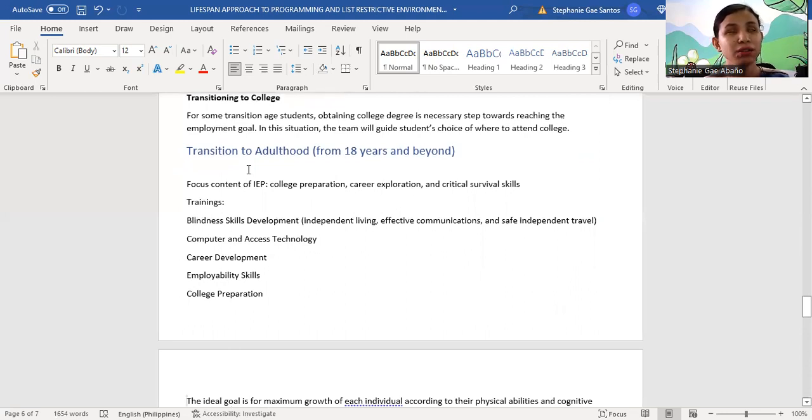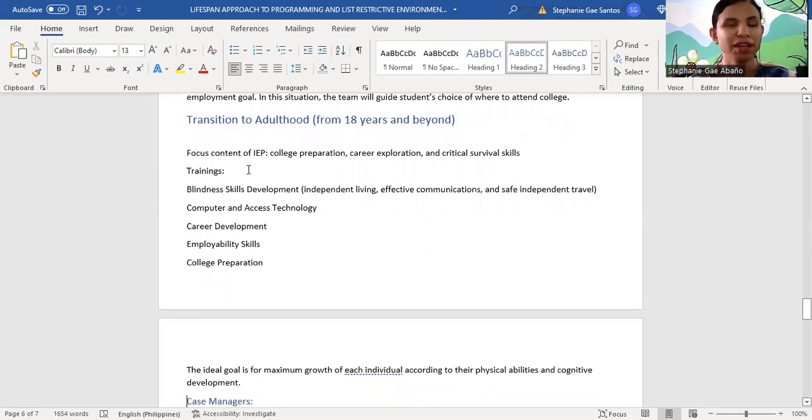The ideal goal is maximum growth of each individual according to their physical abilities and cognitive development. So the focus is not only on cognitive development, but also on physical abilities. It is community-based, employability-based, and cognitive-based in terms of whether the child is qualified or recommended for a college degree or college education. It is more on being independent as well. So who are the case managers in terms of this development of the child?